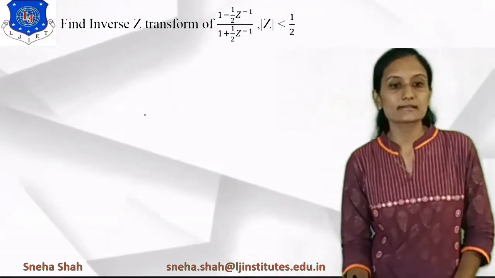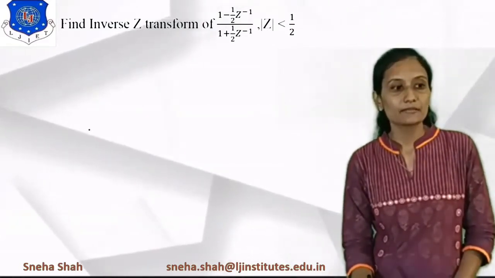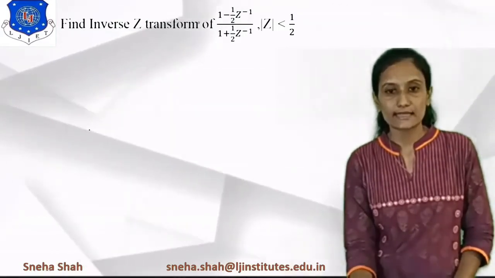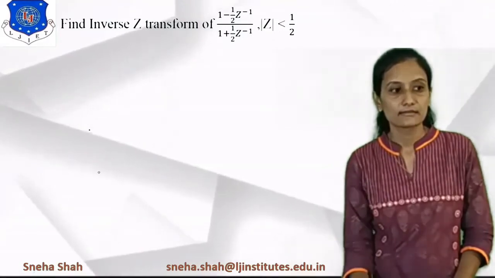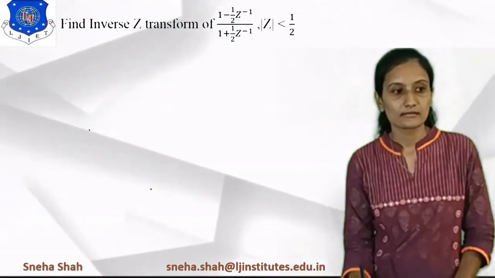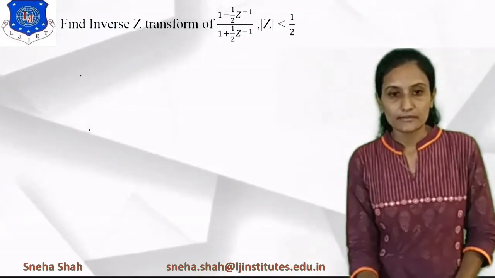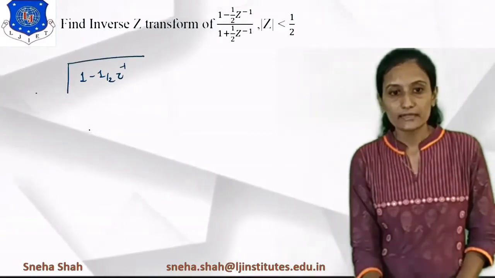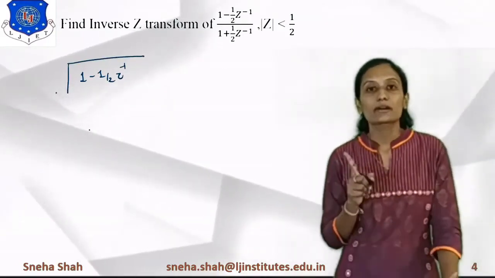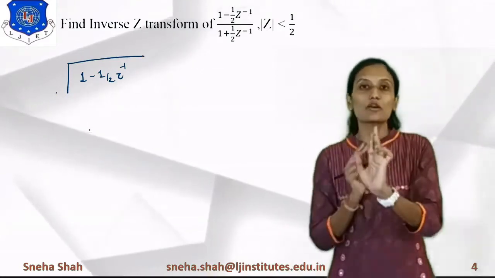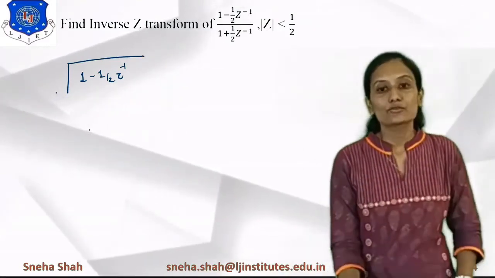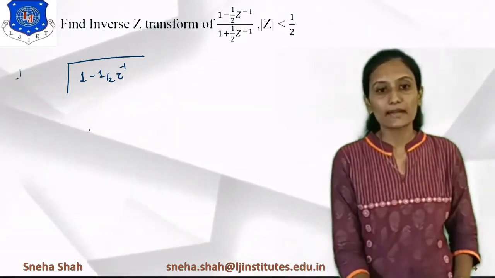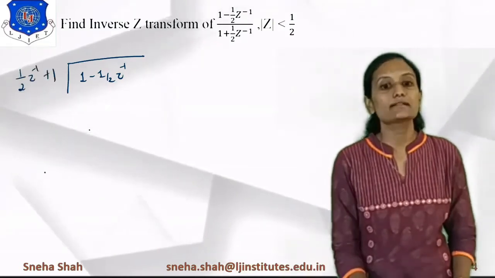So how will we solve this example? This example will be solved by using the next method. I am solving this example like this. That numerator comes here, right? And the denominator comes here. But if we are solving for an anti-causal sequence, then we will reverse the order. How will the order be reversed? So the first term will go to the last, and the last term will come first. So I am writing 1 by 2 z inverse plus 1.